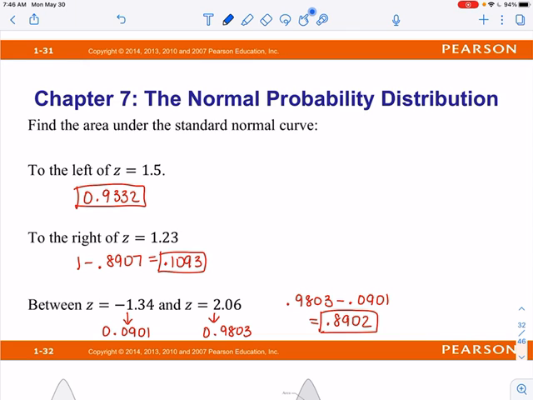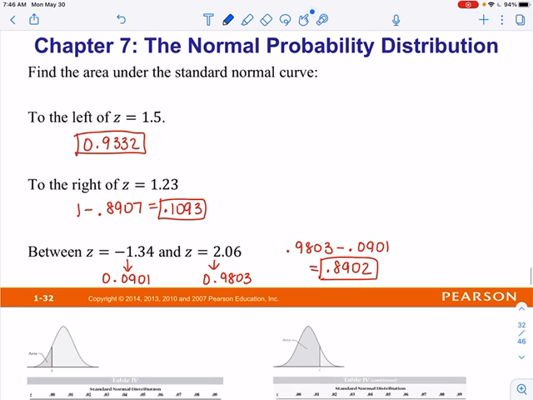They're all right here. So the area to the left of 1.5 is 0.9332. The area to the right, remember the table only tells you the area to the left, so we need to do 1 minus. So it's 1 minus 0.8907, which will give you an answer of 0.1093. Between those two numbers, again, you're going to look both of them up on Table 5.